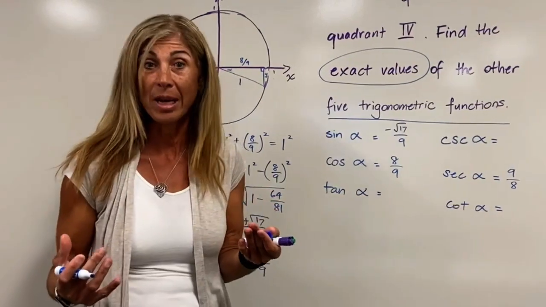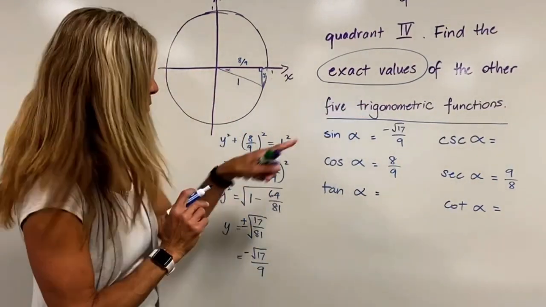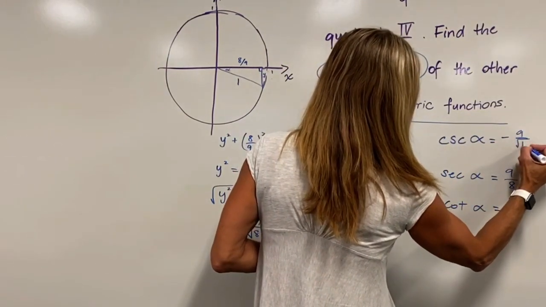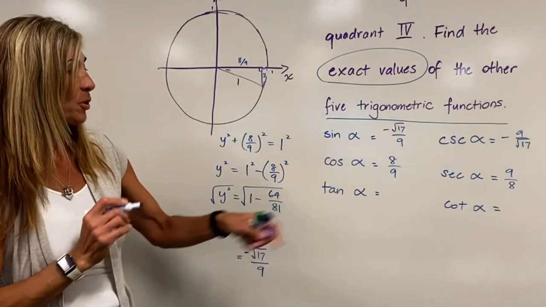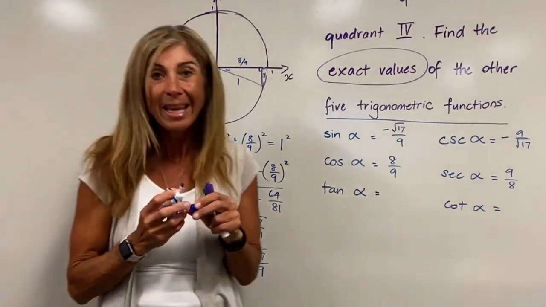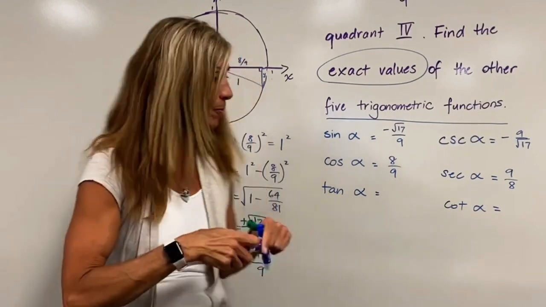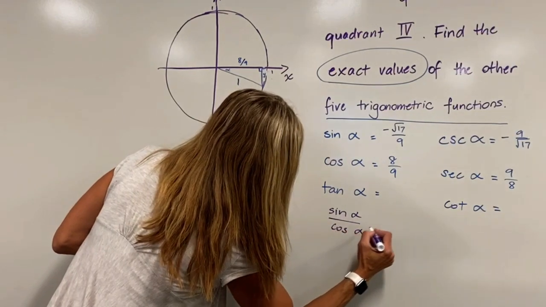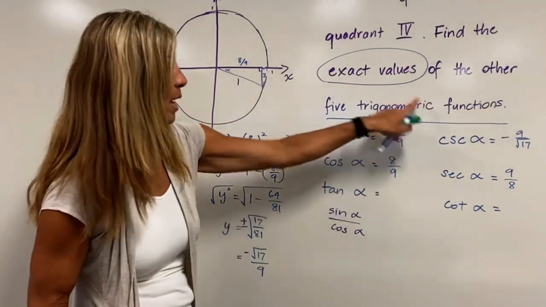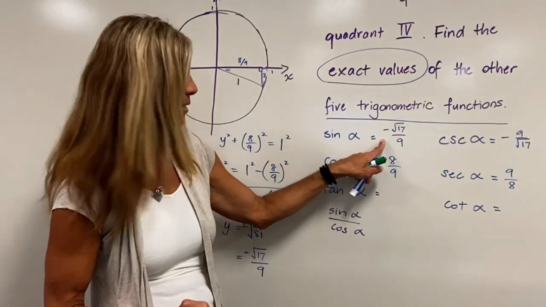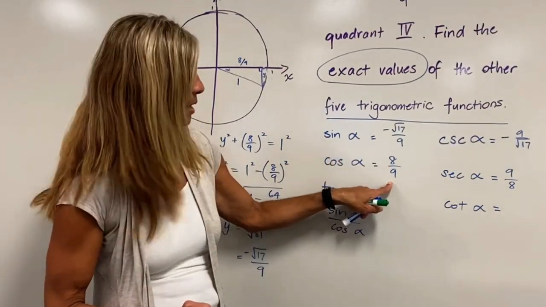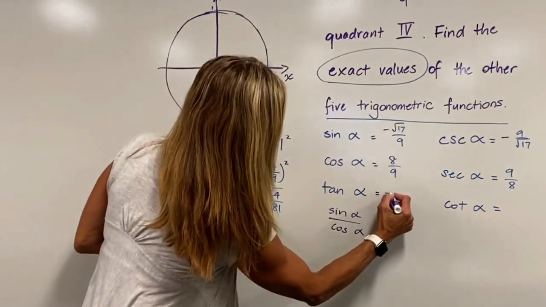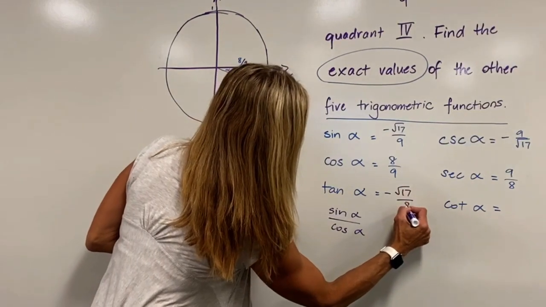Again, what makes sense to do next? We go over to our cosecant and reciprocate that value: negative 9 over radical 17. Now we're moving into our tangent. Recall, tangent, as we've mentioned before, is sine of an angle divided by cosine of its angle. If I take sine, negative radical 17/9, and divide it by 8/9, I don't need to worry about the fact that they're ninths. That leaves me with negative radical 17/8.